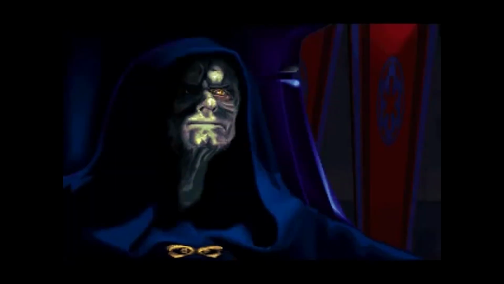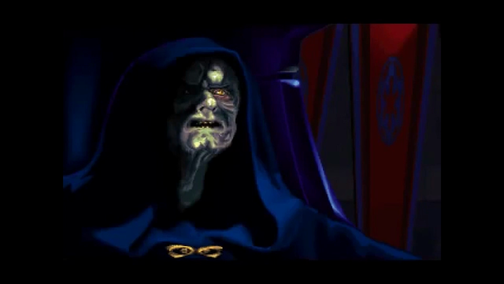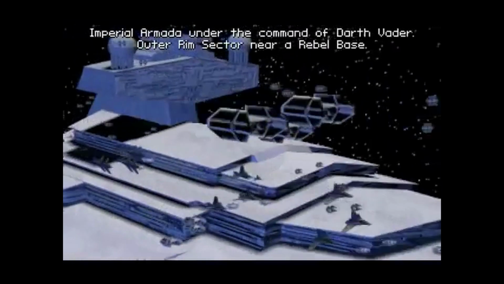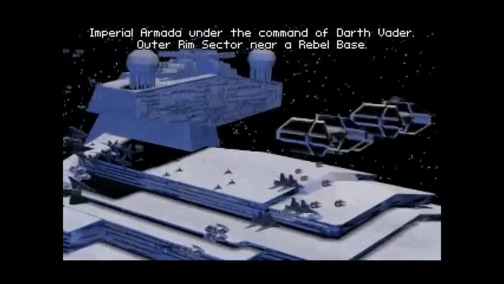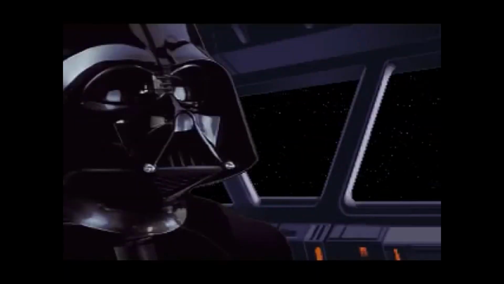The Empire is on the verge of success. Soon, peace and order will be restored throughout the galaxy. Even now, our capable forces, led by Darth Vader, are striking back at the rebel insurgents. The rebels are unprepared for our attack.